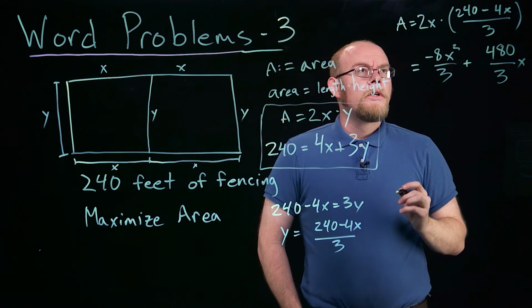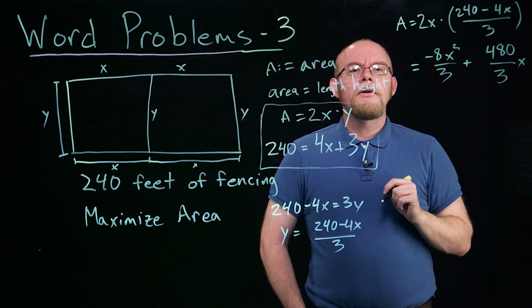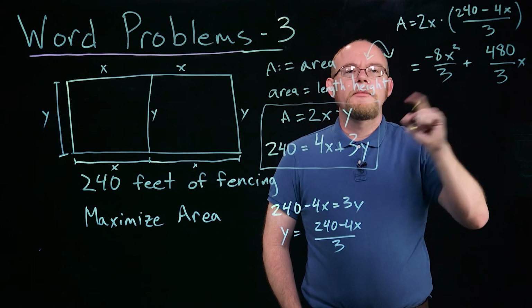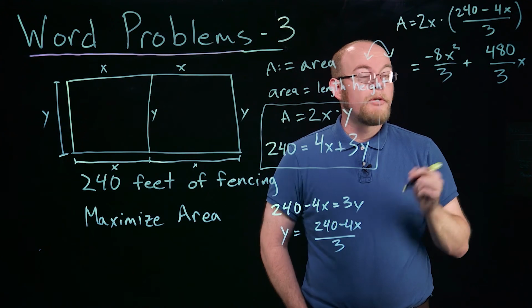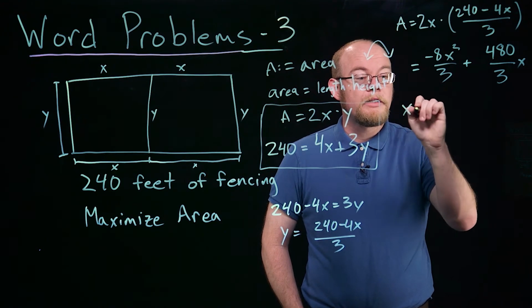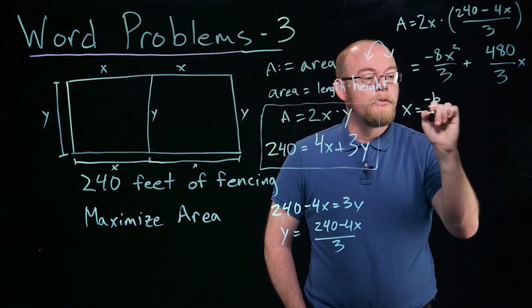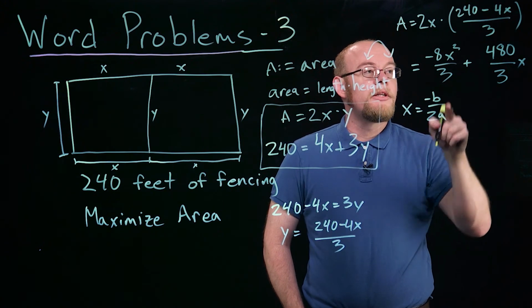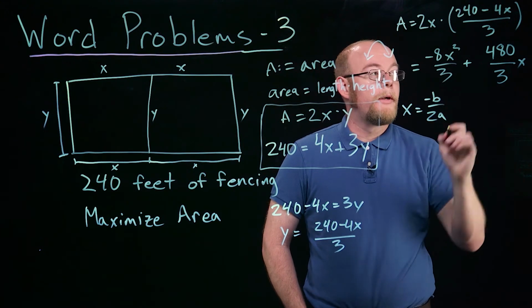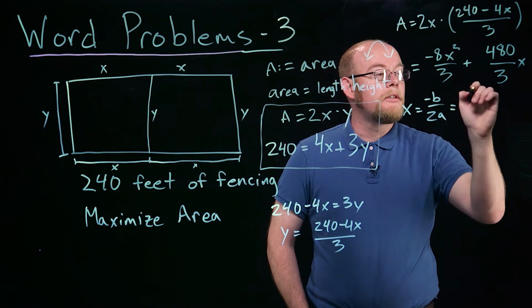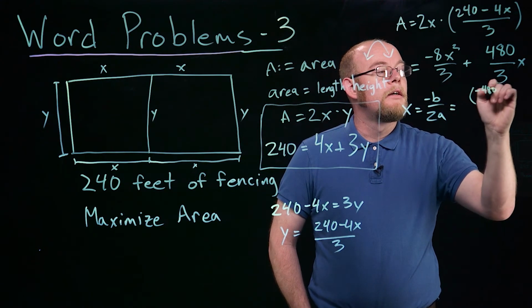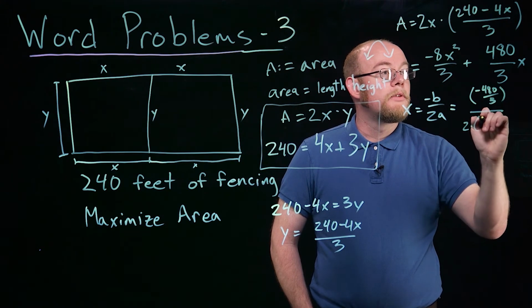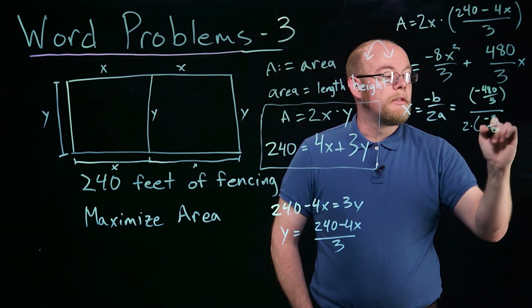Okay? So next, this is now a quadratic, and just as with the previous problem, this is a downward facing quadratic because this coefficient is negative. So I'm going to just find the vertex, and the vertex is negative b over 2a. In this case, the a is not referring to the capital A area, but it's referring to the coefficient of the x squared. So if we look at this, this is going to be negative 480 over 3 divided by 2 times negative 8 over 3.